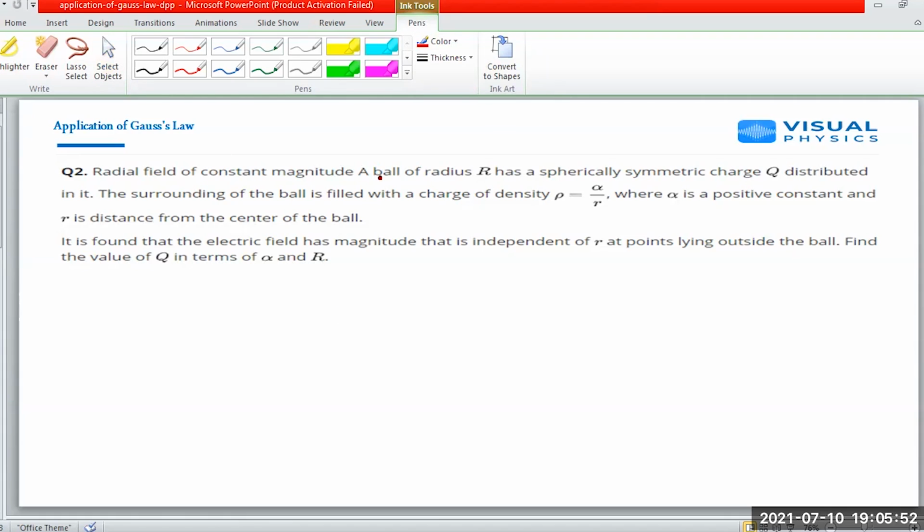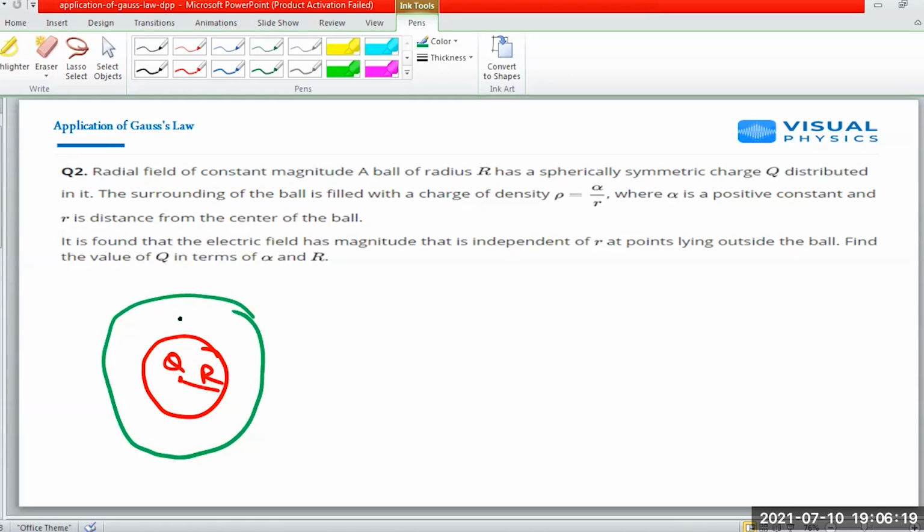A ball of radius r has spherically symmetric charge q distributed in it. So first of all, let us see. I am having a sphere of charge q and radius r, and it is uniformly distributed. The surrounding of the ball is filled with another charge of density rho is equal to alpha by r. Rho is equal to alpha by r.